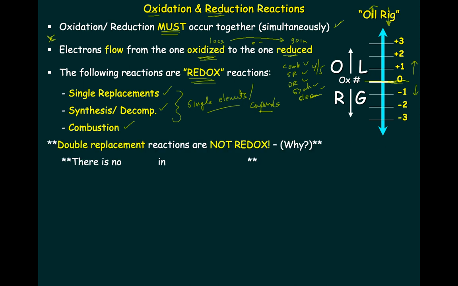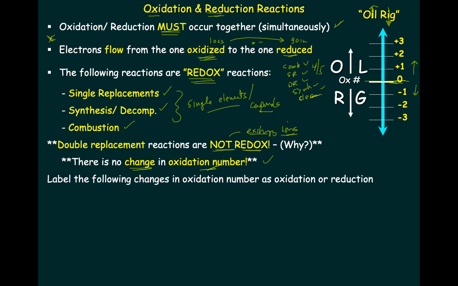Double replacements are not going to be redox, because all you're doing is moving ions around. You're exchanging ions that are already there, so you don't have an electron motion. You don't have a change in oxidation number. So it's important to know.